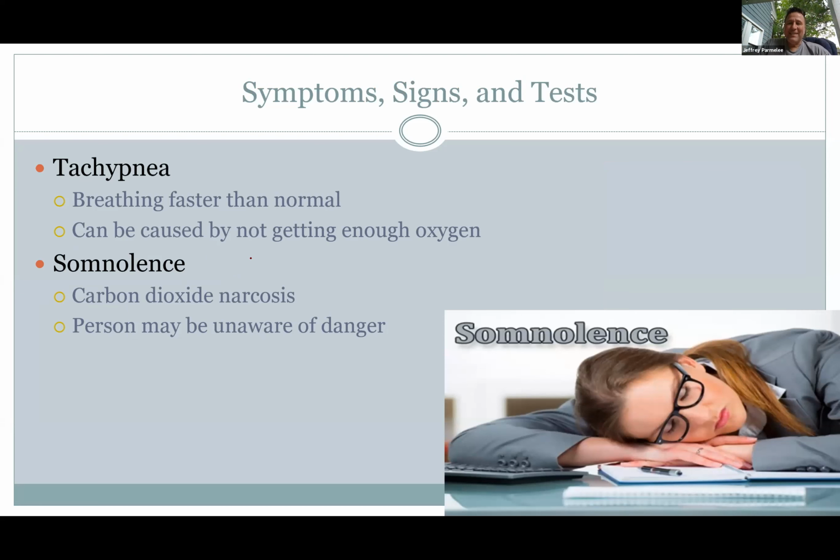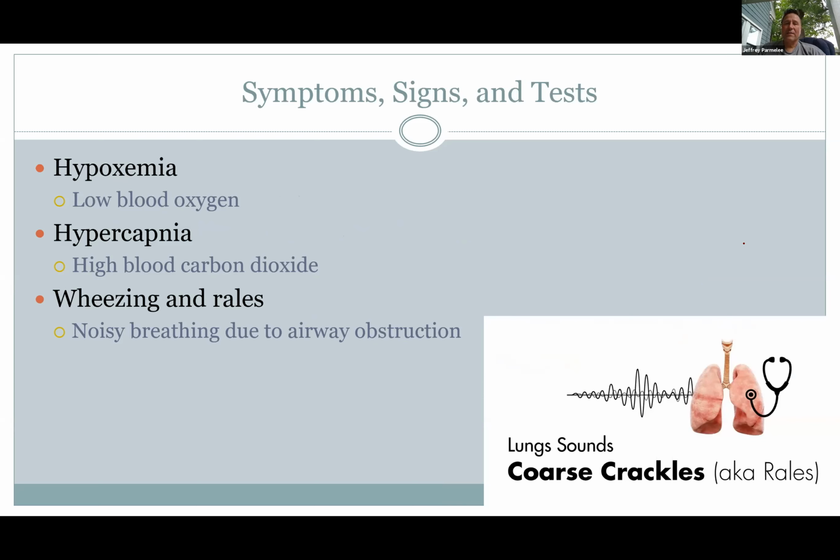To be tachypneic means you're breathing too rapidly, like tachycardia is too rapid a heartbeat. Usually this comes about because you're trying to compensate for not enough oxygen. Somnolence is the feeling, the need, when you want to sleep, when you're tired. In carbon dioxide narcosis, if you have too high levels of carbon dioxide, you can lose the ability to think clearly and such. So something to think about. If you're hypoxemic, you're going to have low blood oxygen. If you're hypercapnic, you have too high carbon dioxide levels.